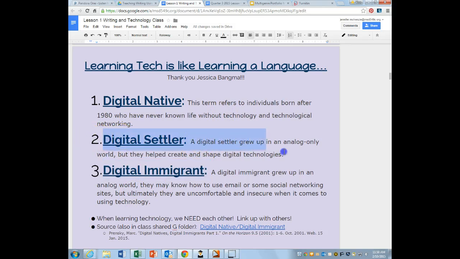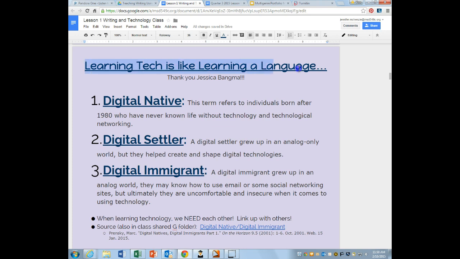Most of the teachers in our school district fall in this in-between category. We're digital settlers. We didn't necessarily grow up with it, but we're learning how to use technology. One of the big takeaways from these terms is that we need each other. Our digital natives need to link up with our digital settlers or immigrants and work together. For digital natives, the technology is more intuitive, but our digital settlers and immigrants are our veteran teachers who have all of the years of experience and pedagogy under their belts. So we really need each other.